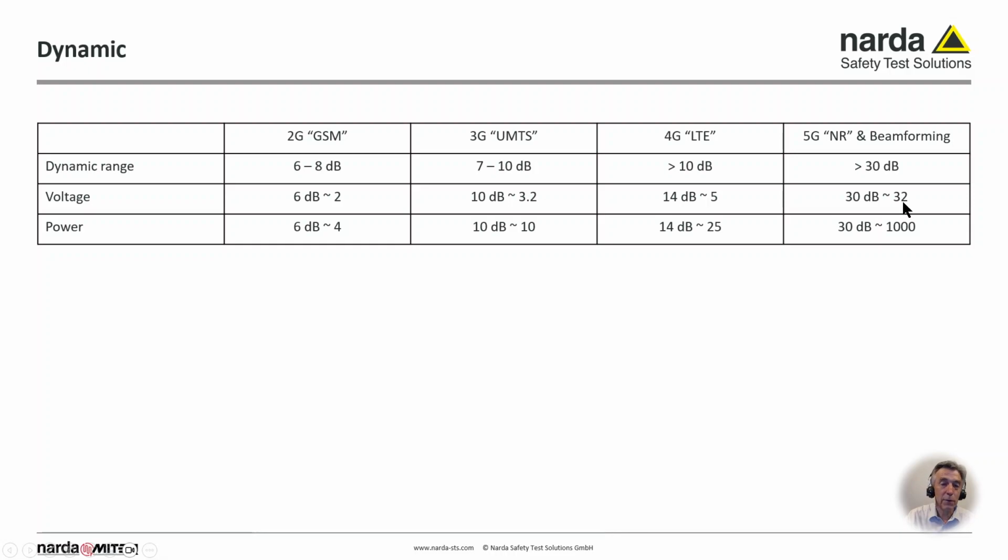So that means you have to multiply your result. If you want to be on the safe side, you have to multiply your result no longer with a factor 2, but with a factor 32. Or if you measure in power, you have to multiply it with a factor 1000. So you can see the maximum is not getting higher compared between 2G and 5G, but during a time where there is no propagation or the beam does not point at you, there is nearly silence.